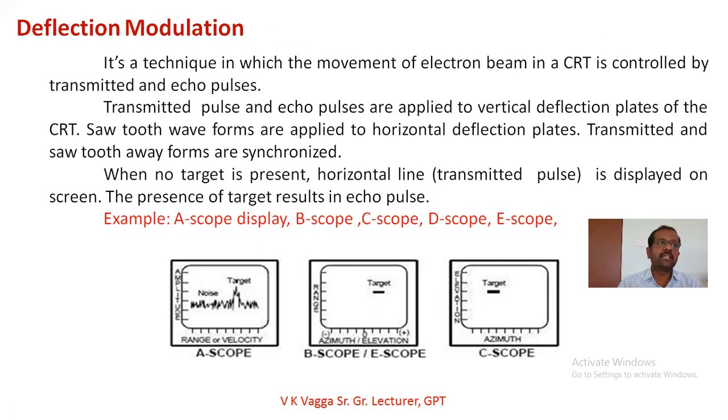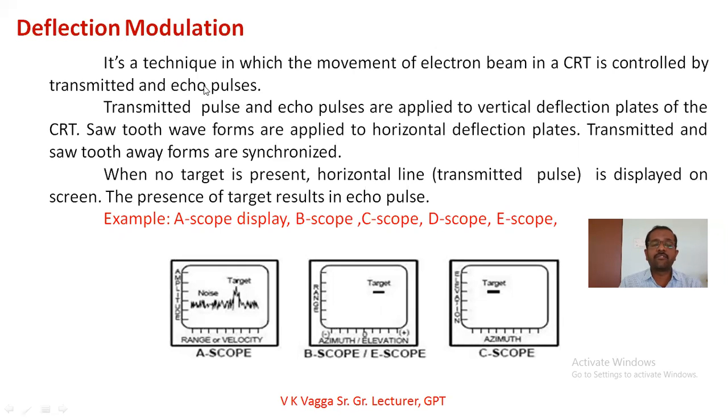Based on that, it is going to move the electron beam. According to the movement of the electron beam, it can represent the signal on the screen. It itself is called the deflection modulation. So it's a technique in which the movement of the electron beam in the CRT is controlled by the transmitted and the echo pulses.